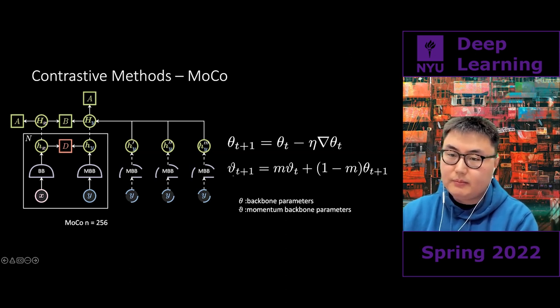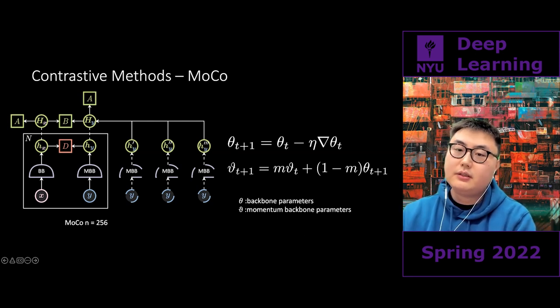For the momentum backbone parameter, every time theta t plus one changes, you just do an exponential moving average of the theta t. So the var theta is the momentum backbone's parameter, an exponential moving average of the theta t. When you set m really large, usually m is 0.99 or 0.996.